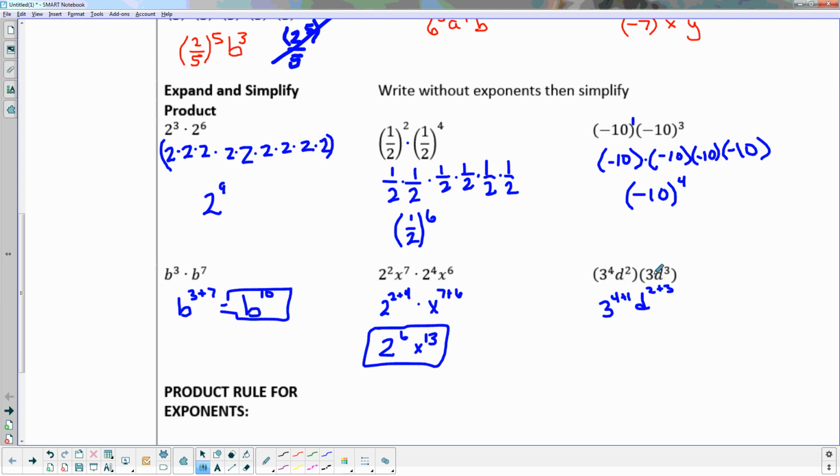Here I have 4 plus, well, there wasn't really a number here, but I had to remember that any number without an exponent can just be seen as that number with a 1 as the exponent. So I get 3 to the 4 plus 1, which is 5. So 3 to the 5th power. D to the 2 plus 3, which is also the 5th power.